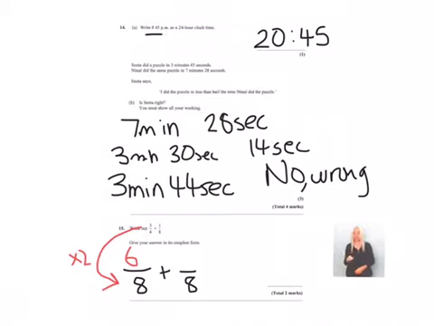And then this side, what do you times by 8 to get to 8? We times it by 1. 1 times 1 is 1. So that gives us an answer of 7/8.